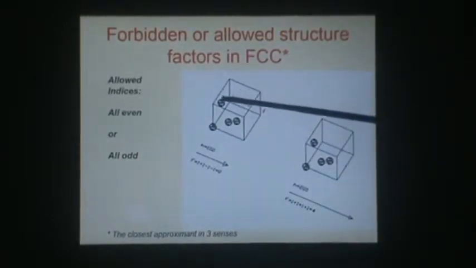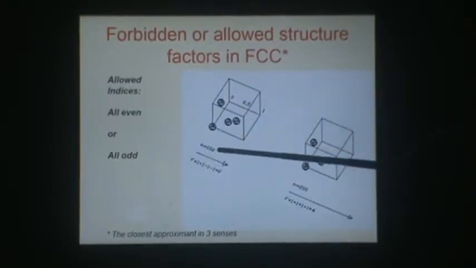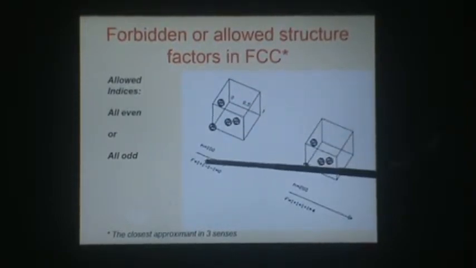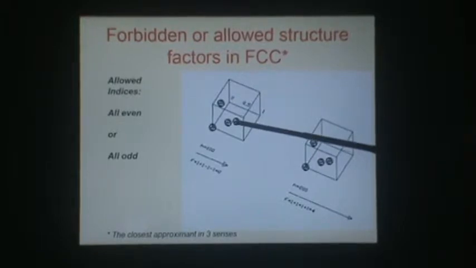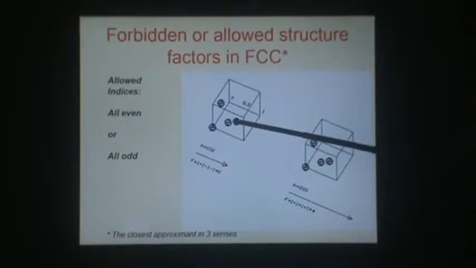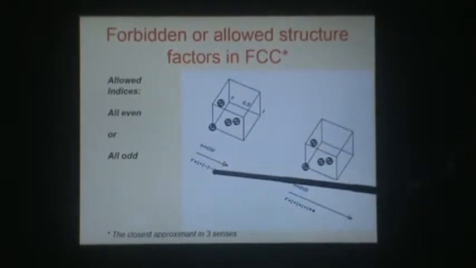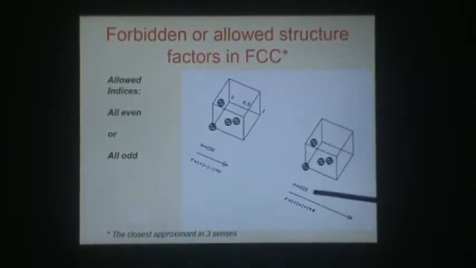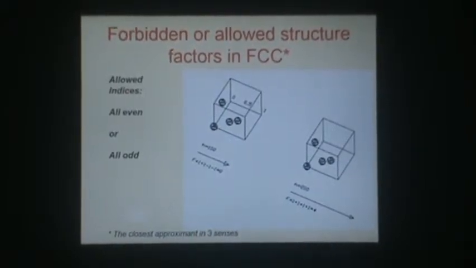Let's take two examples from the face-centered cubic structure, the 100 to start with. There are 4 atoms, and the structure factor is 1 plus 1 minus 1 minus 1, 0. This line is forbidden. Let's look at the 200. 1 plus 1 plus 1 plus 1, 4. This line is allowed. This is the way you show that the reciprocal lattice for the FCC, for the face-centered cubic structure, is body-centered cubic.